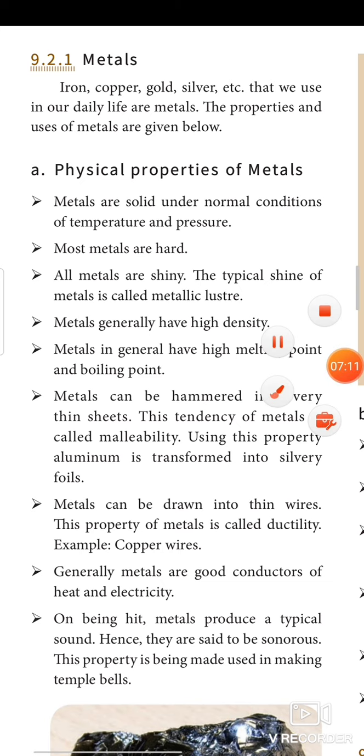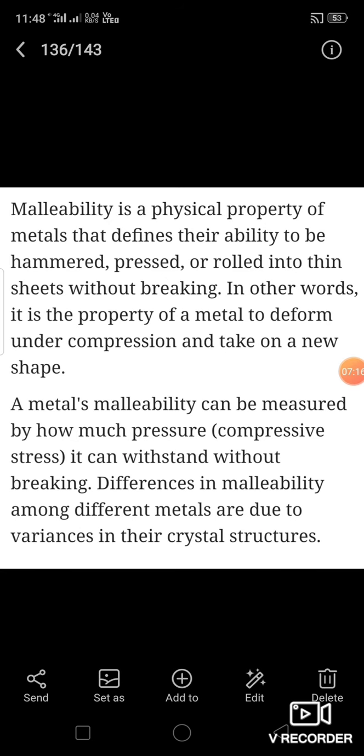I would like to tell you what is malleability. Malleability is a physical property of metals that defines their ability to be hammered, pressured or rolled into thin sheets without breaking. Without breaking, it can be spread into thin sheets in any manner, like hammering, pressing, rolling. Any physical method we can follow, we can spread them into thin sheets.